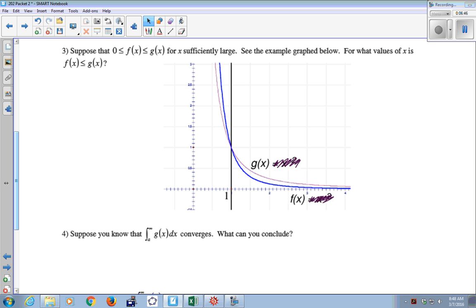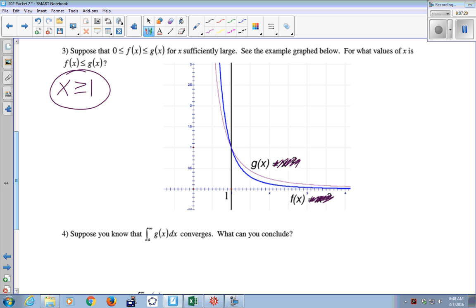Anything bigger than 1. This is the line x equals 1. Yeah, I think you were reading it as the y-axis. So from here over, the blue graph is below the pink graph, so that is all x's bigger than or equal to 1. Before 1, the blue graph is above the pink graph. So x bigger than or equal to 1 is like a dividing line. f is smaller than g when you're to the right of 1.